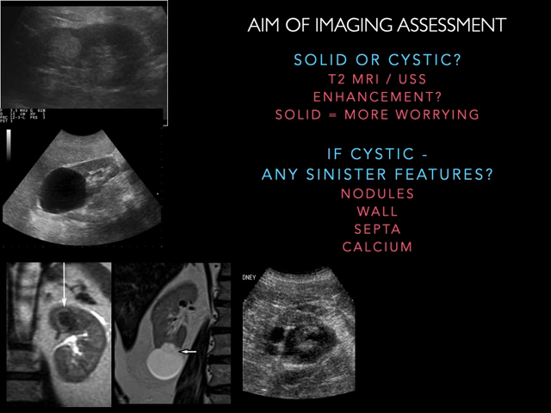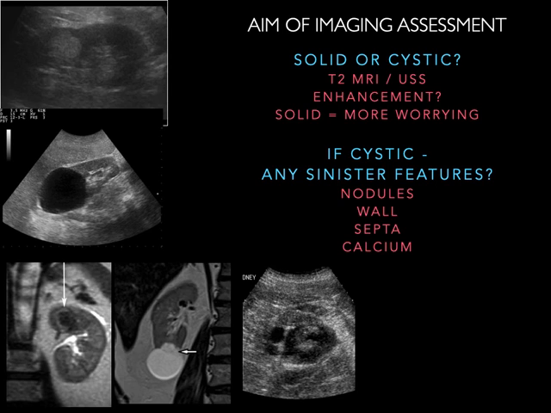So on this, usually you can tell whether it's solid or cystic. Even if it's solid, what you want to know is, is it clot or is it enhancing? So enhancement's probably the thing we look for the most to tell us that there's something to worry about. And obviously if it's solid, it's more worrying. If it's cystic, we're a bit more relaxed, but we look for sinister features.